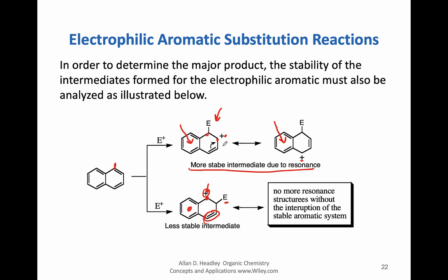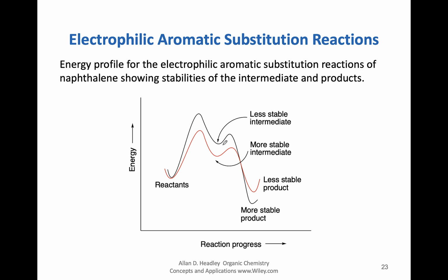So we have two concepts here: the stability of the intermediate and the stability of the product. Let's see if we can analyze those two concepts to predict the product. Here's the energy profile for that reaction. So we started with the reactant. We form an intermediate. So this is the less stable intermediate. Notice the higher in energy is less stable. The lower in energy is more stable. Or we can do here the other intermediate to generate a more stable intermediate, lower in energy.